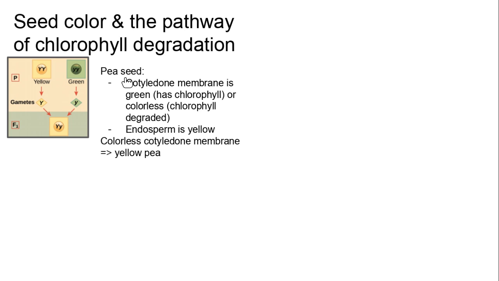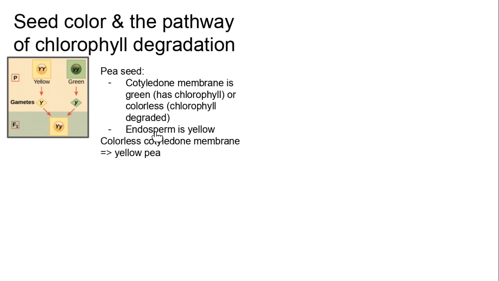The pea seed has a cotyledon membrane. So imagine the seed, there is a membrane around the seed that is green, and it's green because it has chlorophyll. Or that cotyledon membrane is colorless because the chlorophyll was degraded.